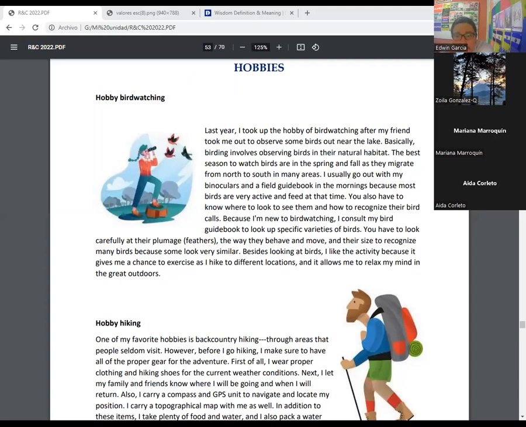Because I'm new to bird watching, I consult my bird guidebook to look up specific varieties of birds. You have to look carefully at their plumage, feathers, the way they behave and move, and their size to recognize many birds because some look very similar. Besides looking at birds, I like the activity because it gives me a chance to exercise as I hike to different locations, and it allows me to relax my mind in the great outdoors.